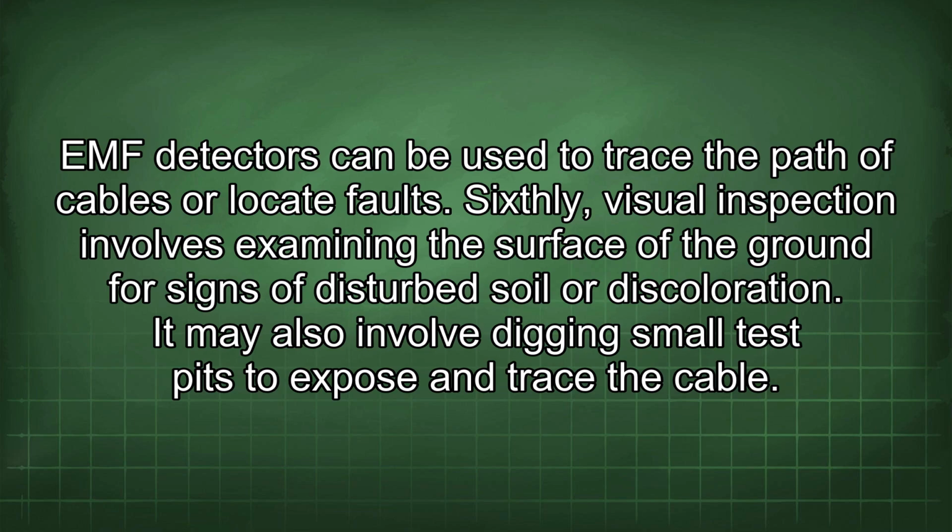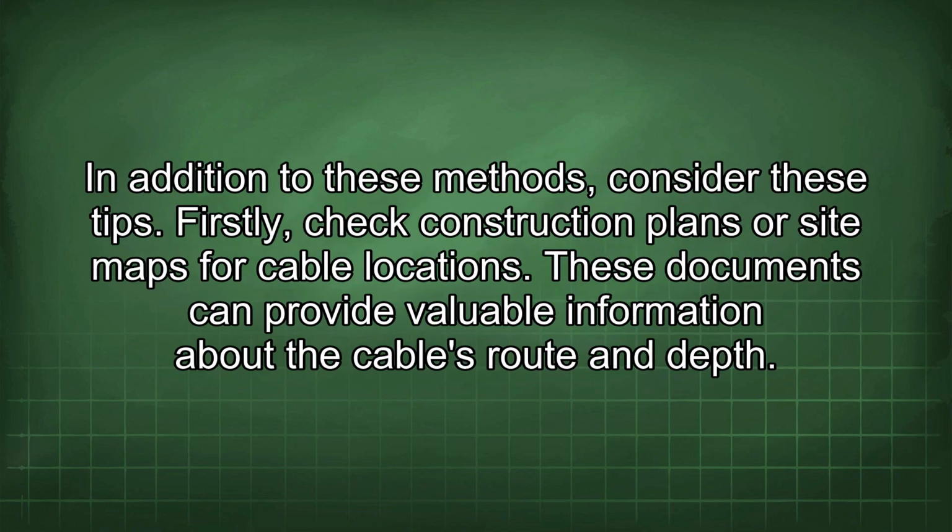Sixthly, visual inspection involves examining the surface of the ground for signs of disturbed soil or discoloration. It may also involve digging small test pits to expose and trace the cable. In addition to these methods, consider these tips. Firstly, check construction plans or site maps for cable locations. These documents can provide valuable information about the cable's route and depth.